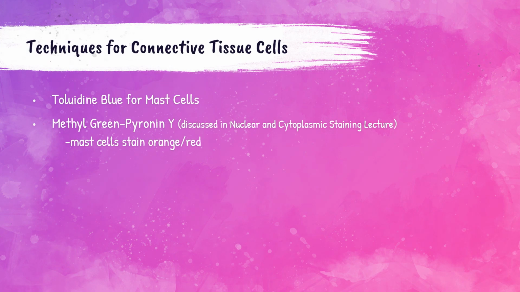There are 2 staining techniques for connective tissue cells. These are toluidine blue stain for mast cells and methyl green pyronin Y. We've discussed methyl green pyronin Y in the nuclear and cytoplasmic staining lecture, so I won't be discussing it in this lecture other than that mast cells stain an orange to red color with this particular stain. If you want to know more about that stain, please check out my nuclear and cytoplasmic staining lecture. It's available within the playlist of this histopathology lecture series.